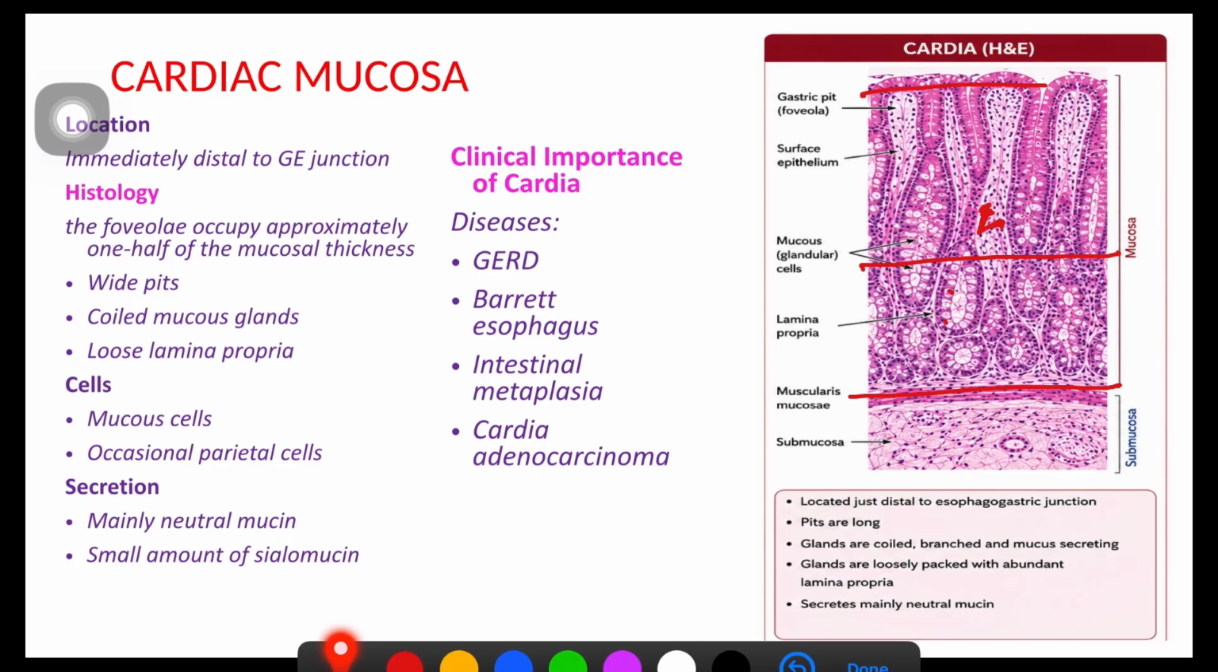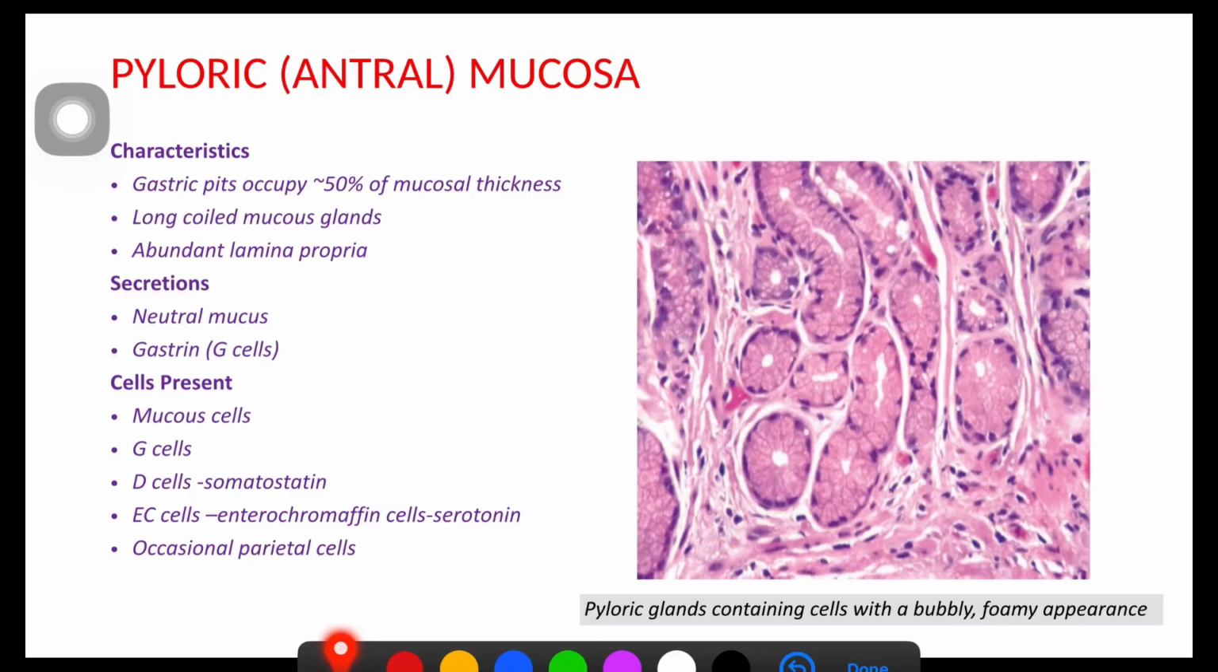And in between is this loose lamina propria. These are the mucous cells, and some parietal cells may be seen. Mainly neutral mucin is produced, and the clinical importance is that this portion is associated with GERD, Barrett's, intestinal metaplasia, and sometimes carcinoma.